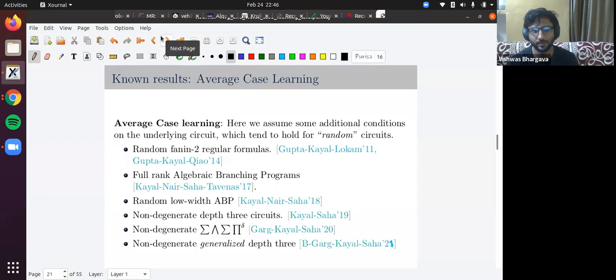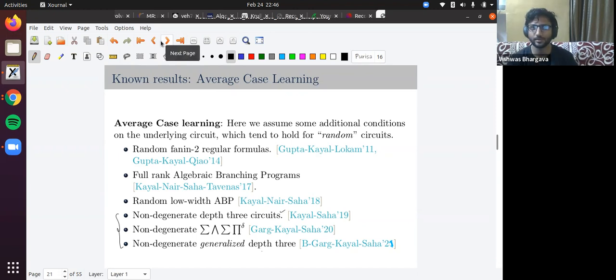But recently there has been some development which we refer to as non-degenerate learning. Here the restrictions on the circuit are very relaxed, so very minimal requirements are assumed, and so it's in some sense a stronger average case learning, and this will be the focus of this talk. Basically, in the non-degenerate case we can learn depth 3 circuits, we can learn sums of powers of low degree polynomials, and we can learn non-degenerate generalized depth 3. I'll elaborate on this later.